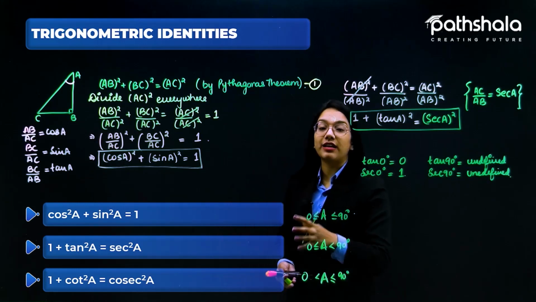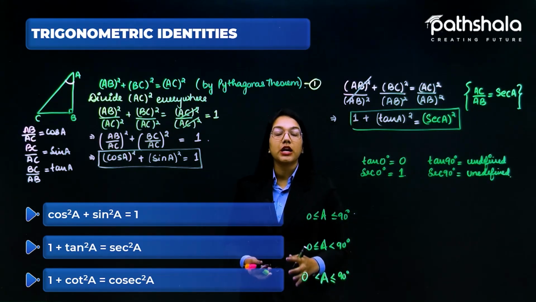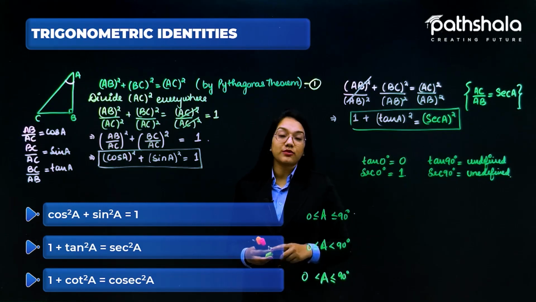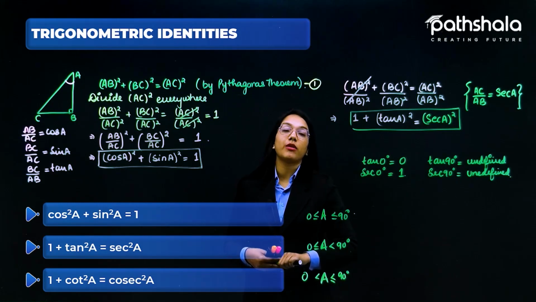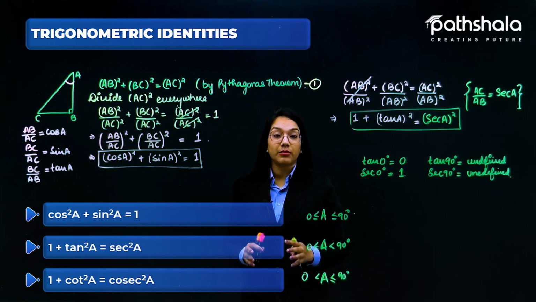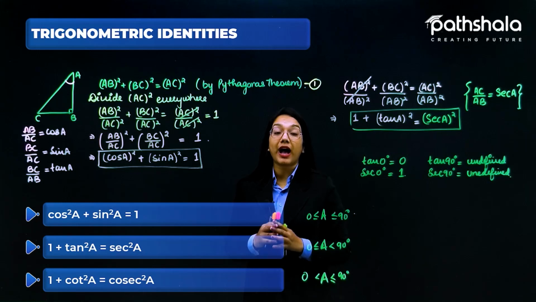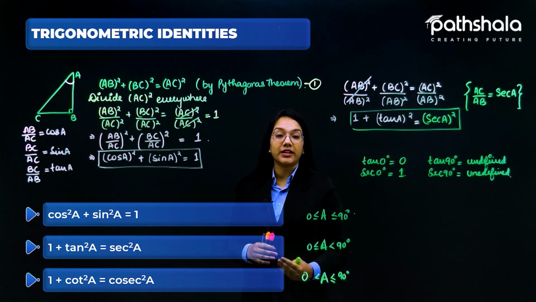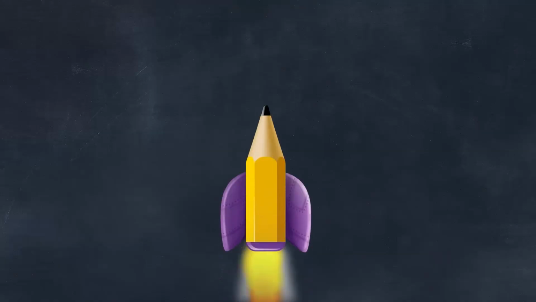So this is nothing but all the trigonometric identities. Always remember, cos square A plus sin square A is equal to 1. 1 plus tan square A is equal to secant square A. 1 plus cot square A is equal to cosecant square A. This is called the trigonometric identities. Now let's use these trigonometric identities in the question.